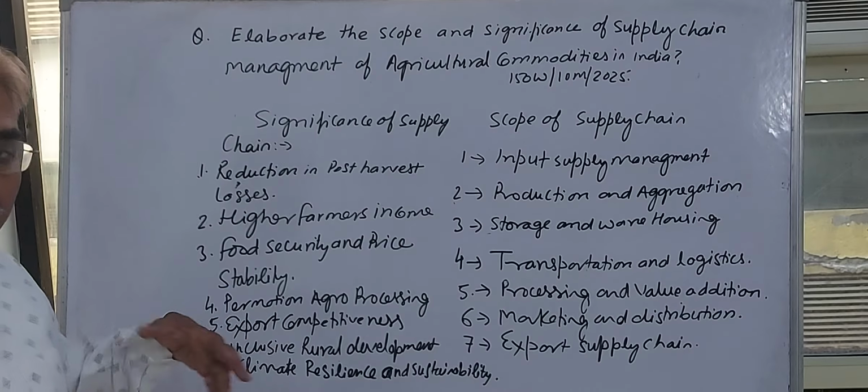Again, climate resilience and sustainability. Why climate resilient? If everything under this supply chain management is available to the farmers, then we can minimize the fluctuations in the system due to climate change. Or all regions will grow those crops which they can grow without any environmental disturbances. These are the significance of supply chain.